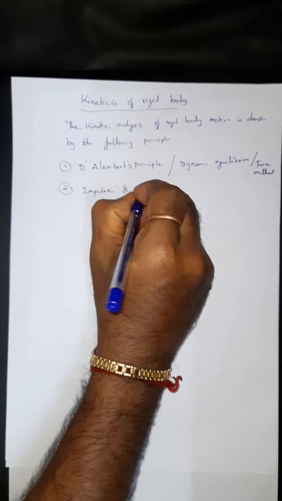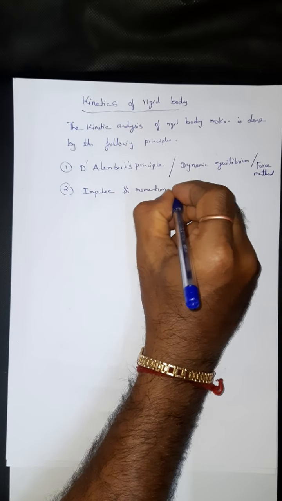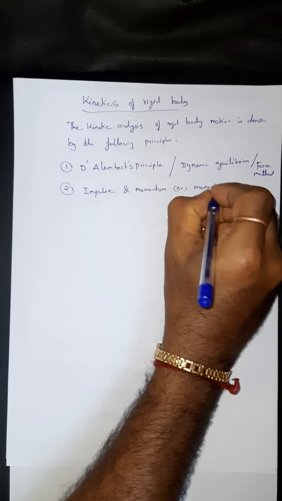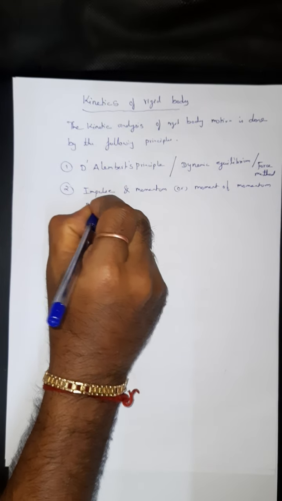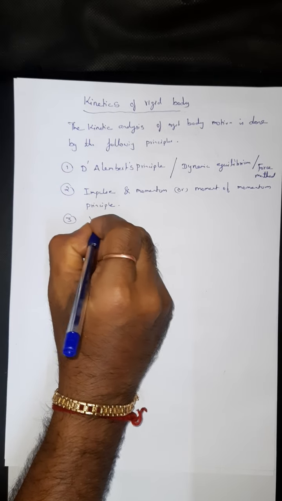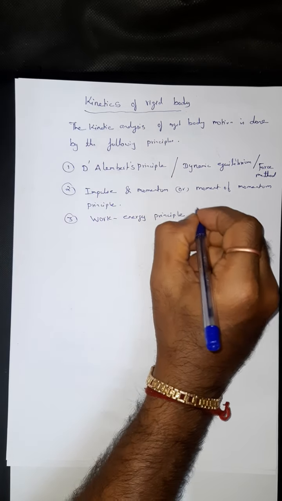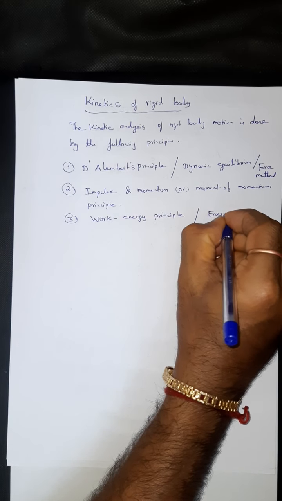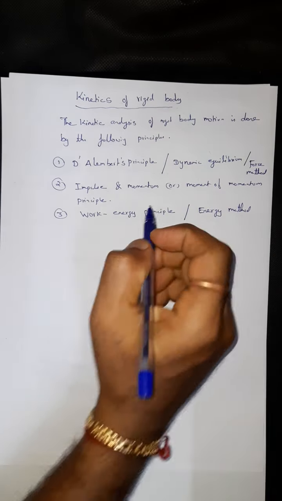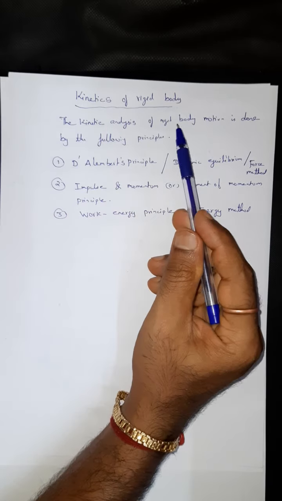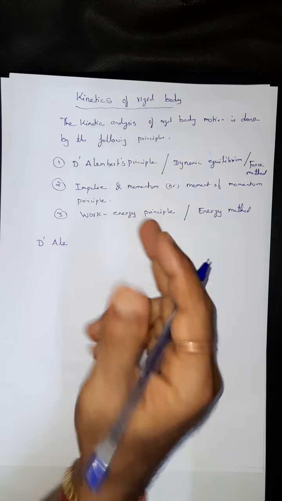The second one is impulse and momentum principle, or moment of momentum principle. The third one is work energy principle or the energy method. So these are the three principles. With the use of these three principles, the kinetics of rigid body problems are solved. So first let me explain D'Alembert's principle or the dynamic equilibrium or the force method.